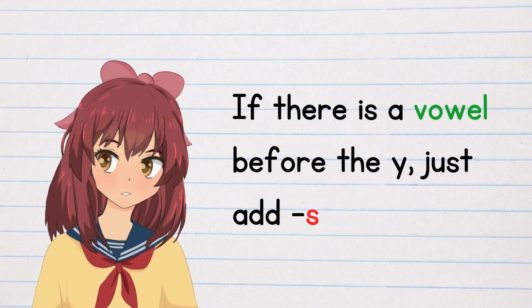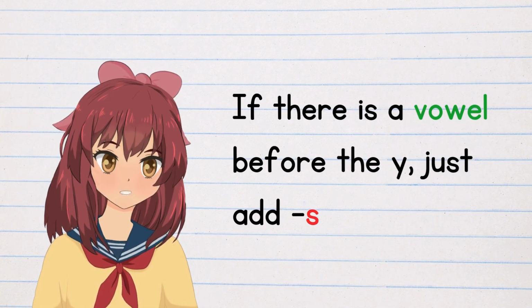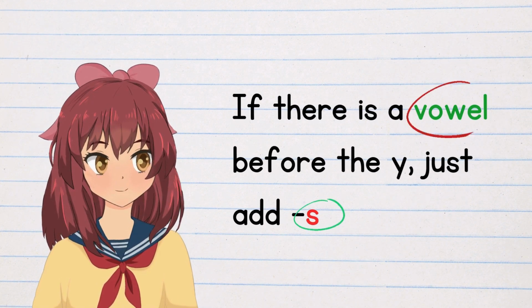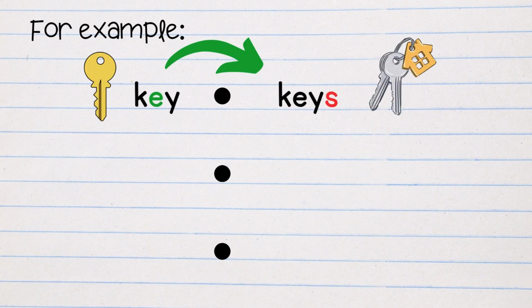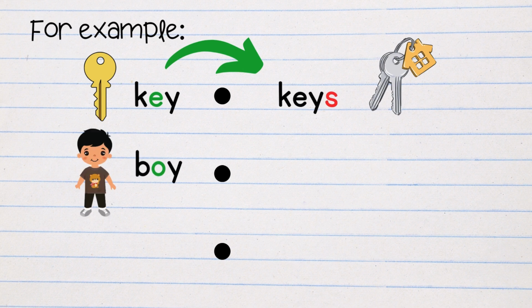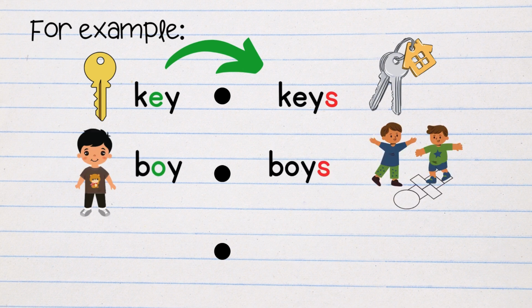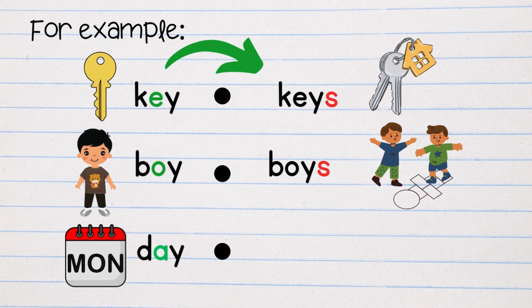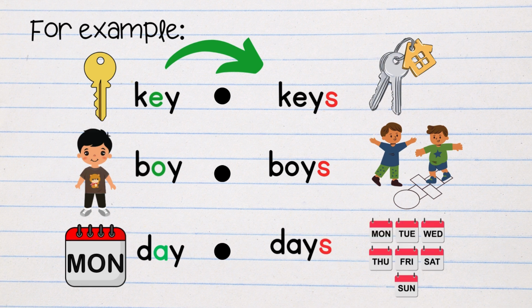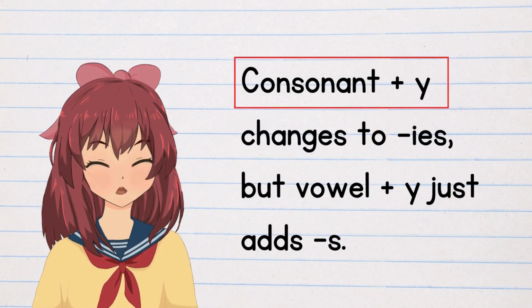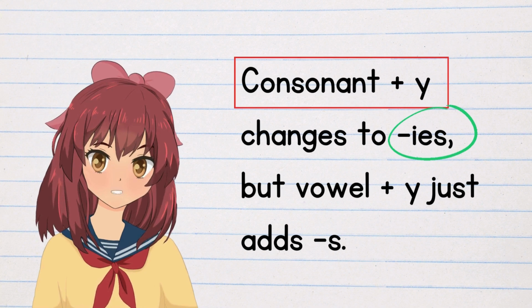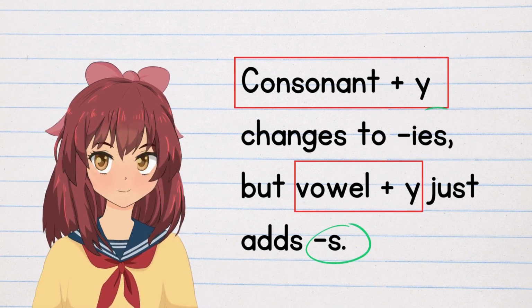But if there's a vowel before the Y, just add S. Key becomes keys. Boy becomes boys. Day becomes days. So, consonant plus Y changes to IES, but vowel plus Y just adds S.